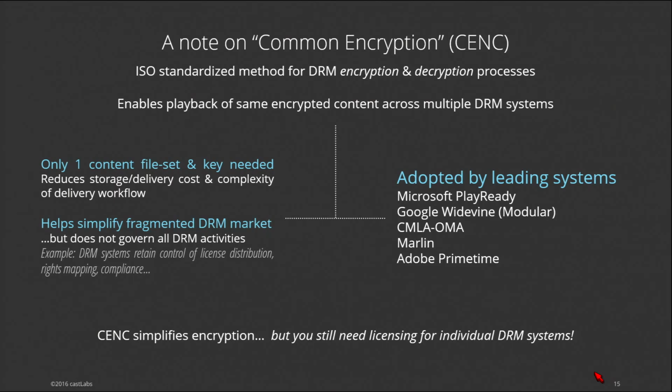Note on common encryption. The ISO standardized method for DRM encryption enables playback from devices across multiple DRM systems. Most DRM schemes will actually be able to use common encryption. The only one that is not right now, for the major ones, is Apple FairPlay, which uses AES 128, Advanced Encryption Standard. Only one content file set is needed, and that's very helpful. You don't have to re-encrypt over and over again your content. And it actually helps simplify what is a very fragmented DRM market.